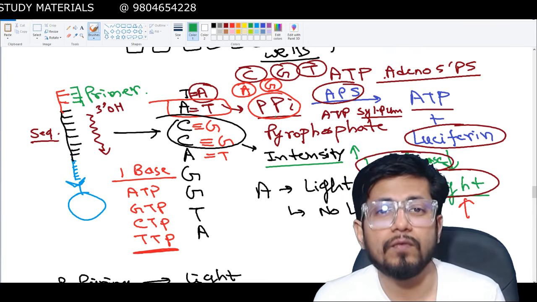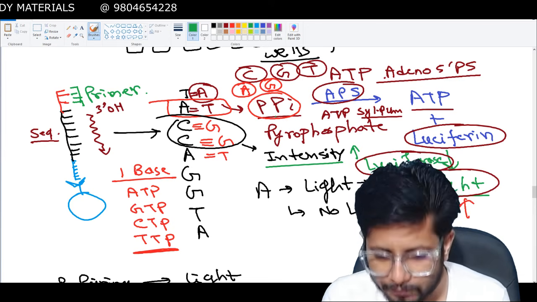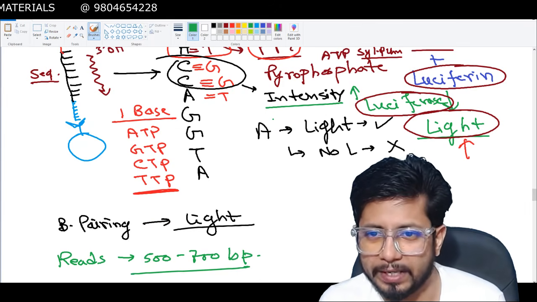That is all about 454 pyrosequencing. I believe you have a clear idea on 454 pyrosequencing now.